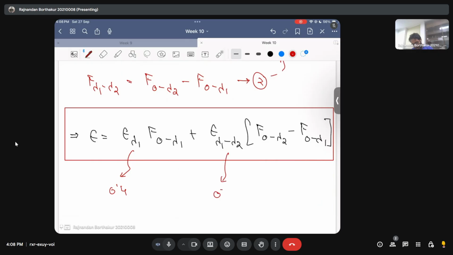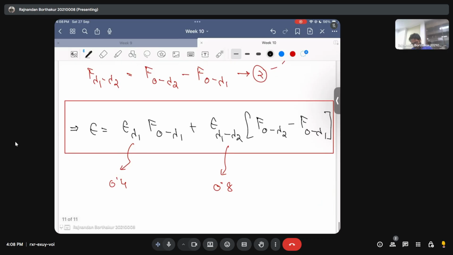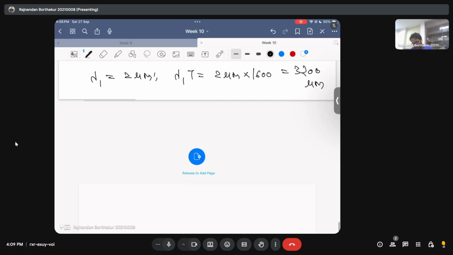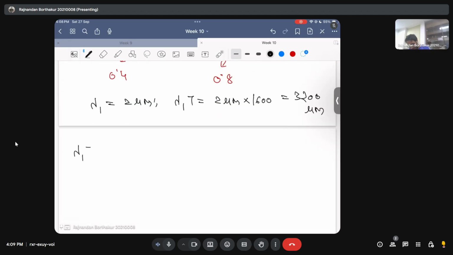This is just equal to 0.8, and since you know your lambda 1, what is your lambda 1? Your lambda 1 is equal to 2 micrometer. So what you can do is calculate lambda 1 times temperature, which is 2 micrometer multiplied by 1600, which comes out to be equal to 3200 micrometer Kelvin. Corresponding to this lambda 1 times T, you basically have this f 0 to lambda 1 from the table that I just saw, that I took from the book of infrared. This just comes out to be equal to 0.138.